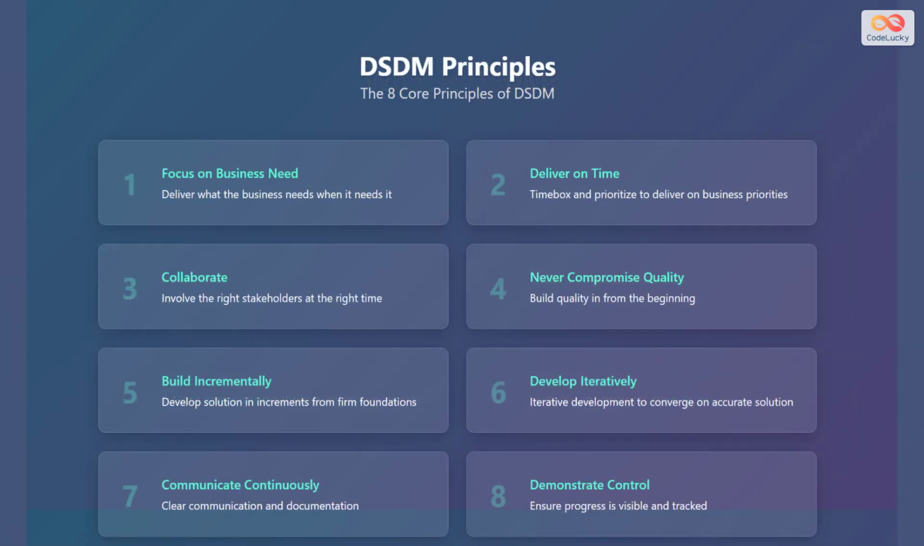Let's discuss the 8 core principles of DSDM. The first principle is to focus on business need, that is, deliver what the business needs when it needs it. The second principle is to deliver on time. Timebox and prioritize to deliver on business priorities. The third principle is to collaborate. Involve the right stakeholders at the right time.